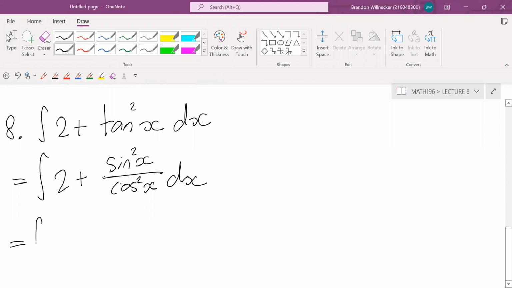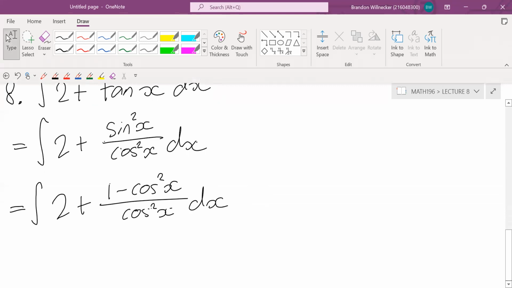Okay, so it looks a bit more complicated now, but remember that sine squared of x can be written as 1 minus cosine squared of x. So now we write everything in terms of cosine. Okay, so maybe that will help. So we have 2 plus 1 minus cosine squared of x over cosine squared of x dx.